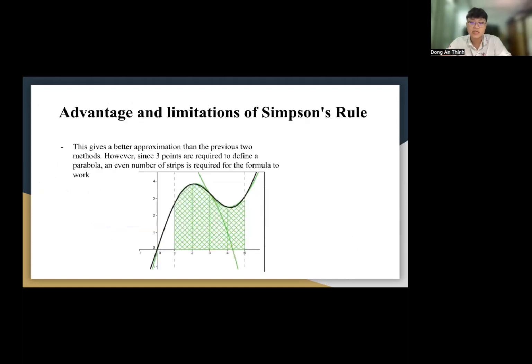Next is the advantage and limitation of Simpson's rule. This will give a better approximation than the previous two methods. However, since 3 points are required to define a parabola, an even number of stripes is required for the formula to work. So if you have an odd number, this will not work.